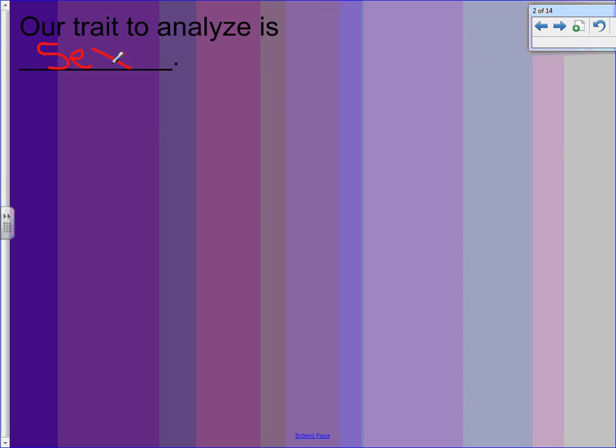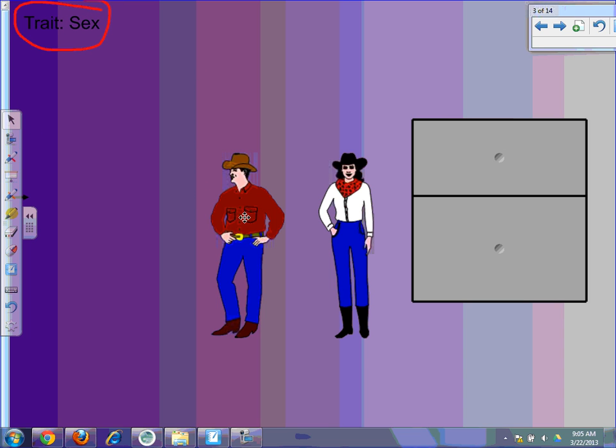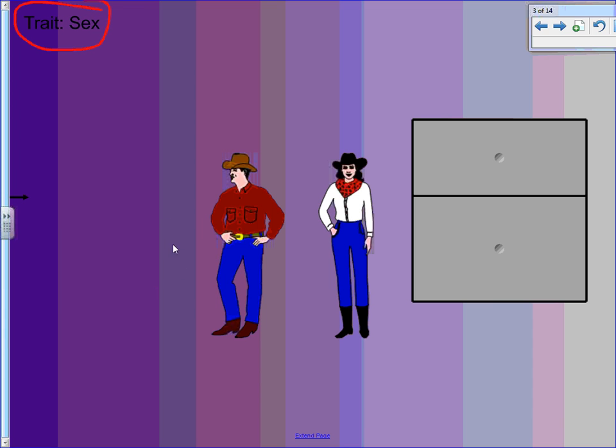When we look at sex, we mean, are we looking at male or female? That is different from gender, which we talked about in class. Gender is a term from psychology, but sex has to do with male or female from the biological perspective. Obviously right here we have a male and a female. For whatever reason, my smart software thinks that males and females only exist as cowboys and cowgirls, and so that's what we have here.